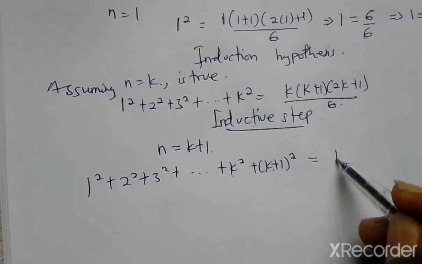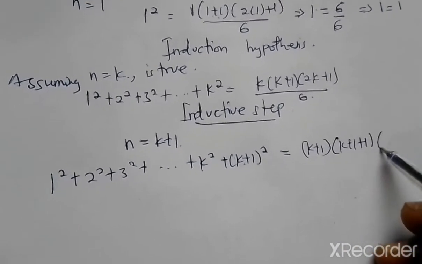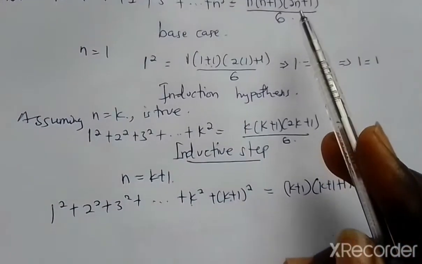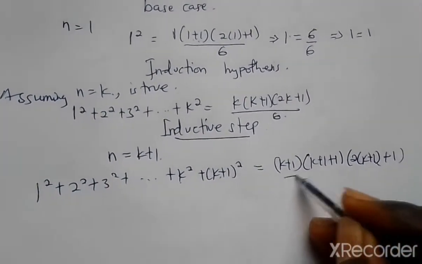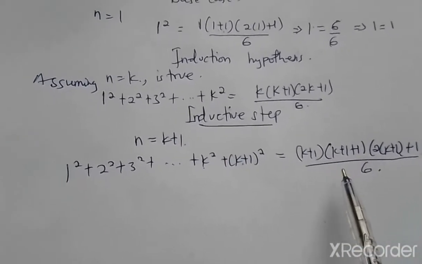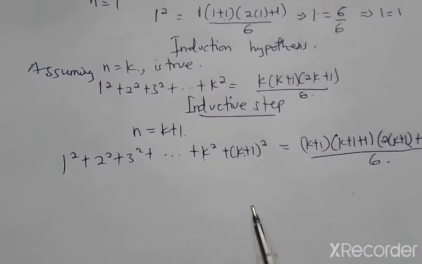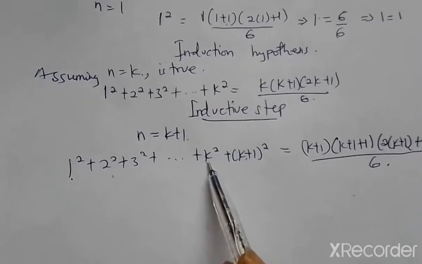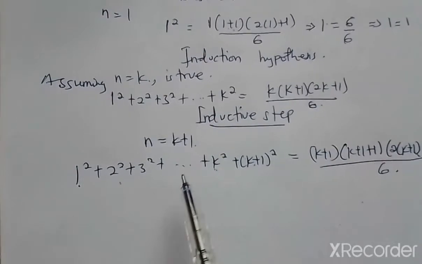This should be equal to k plus 1 multiplying k plus 1 plus 1, and also multiplying 2 open bracket k plus 1, because wherever we see n, we are putting k plus 1. So 2 multiply k plus 1, then plus 1, all over 6. Our aim is to show that the left hand side and the right hand side are equal. Therefore our inductive approach will be valid and our statement will be true. We know that 1 squared plus 2 squared plus 3 squared up to k squared is the same thing we have in our assumption, and it's equal to this. So we just make a direct substitution here.